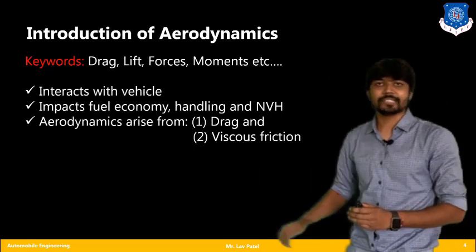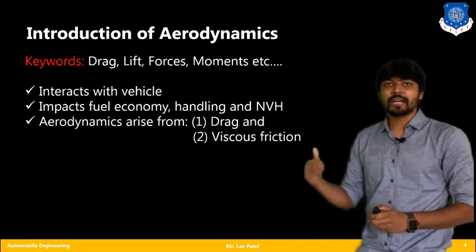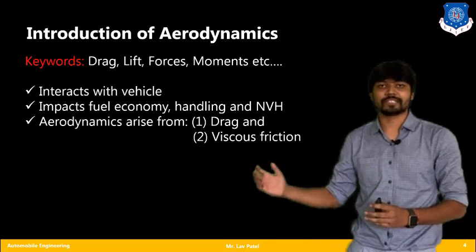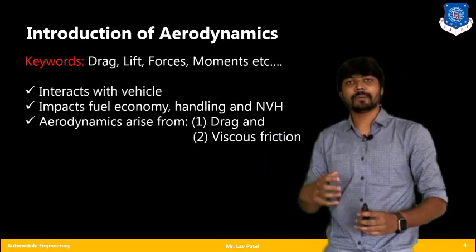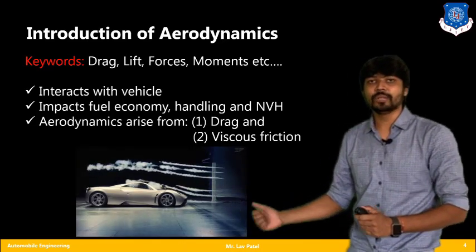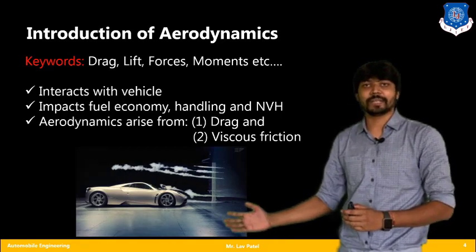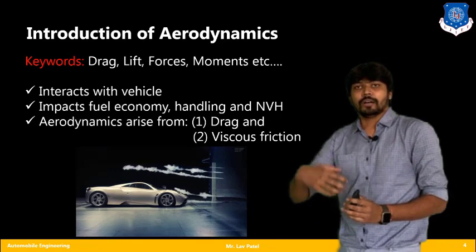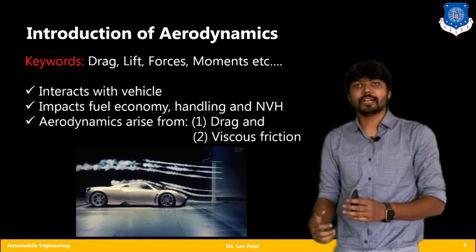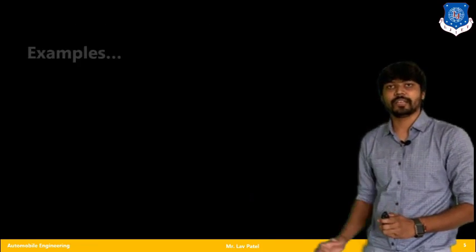Also, aerodynamic forces arise from two different parameters, that are drag and viscous friction. Drag you will see in the next lecture, and the second is viscous friction, so the friction between the surface of the car body and the air. Here one example is given, that is wind tunnel testing. In wind tunnel testing the car is placed and smoke is blown towards the car, and we see how that smoke is affected by the overall vehicle shape. So that is mentioned over here.